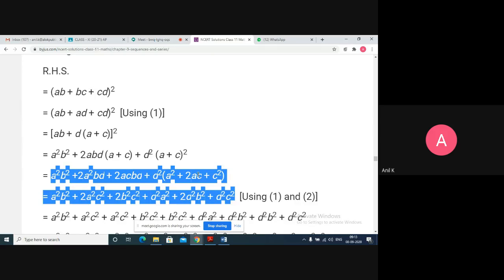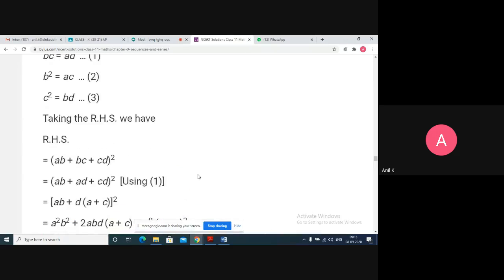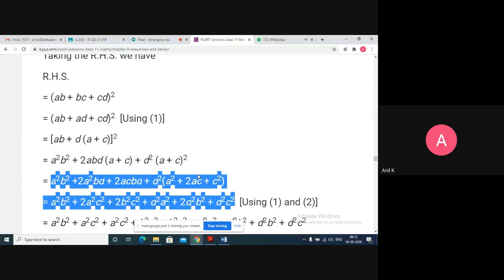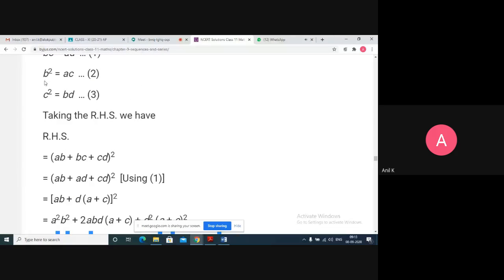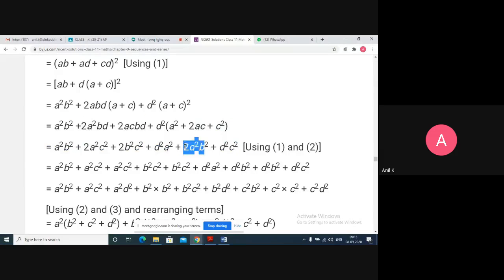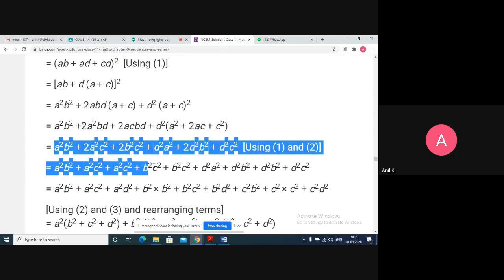Okay, 2A square, sorry, D square AC. So AC value you can replace again with B square. So it will be 2D square B square will come here and D square C square after opening up the bracket. Now further what they have done is, now we observe the changes from here to here.